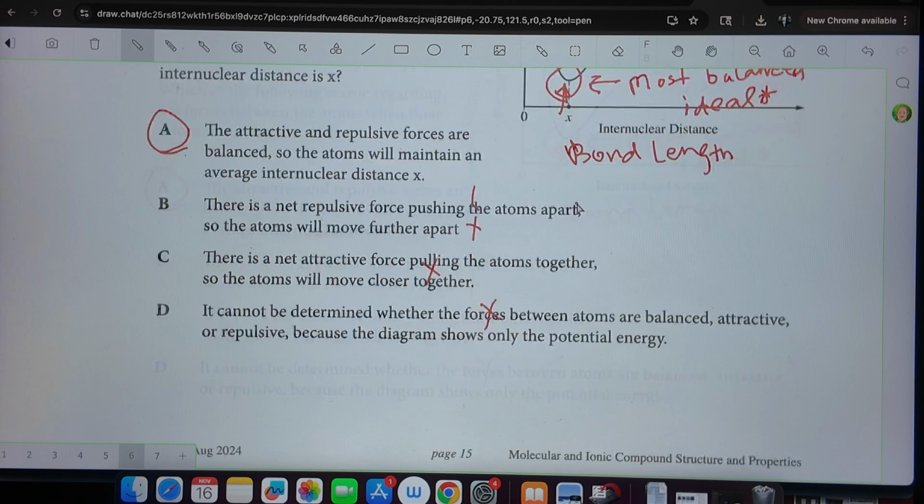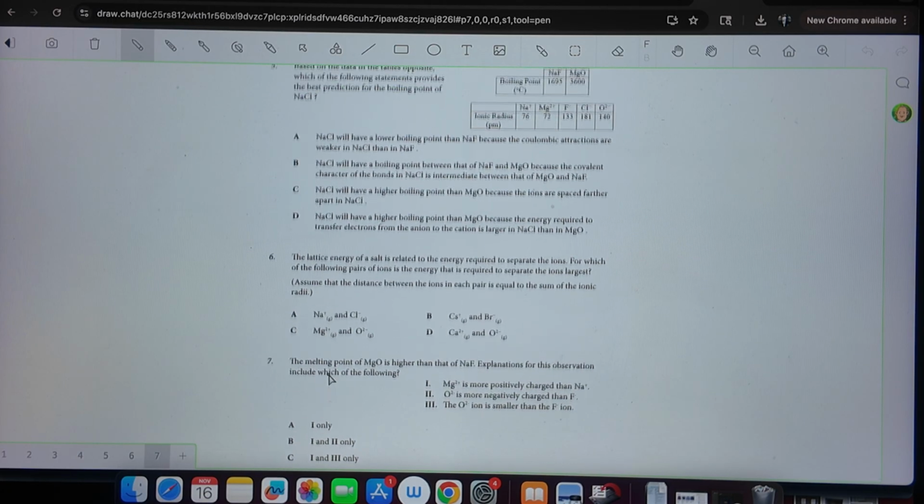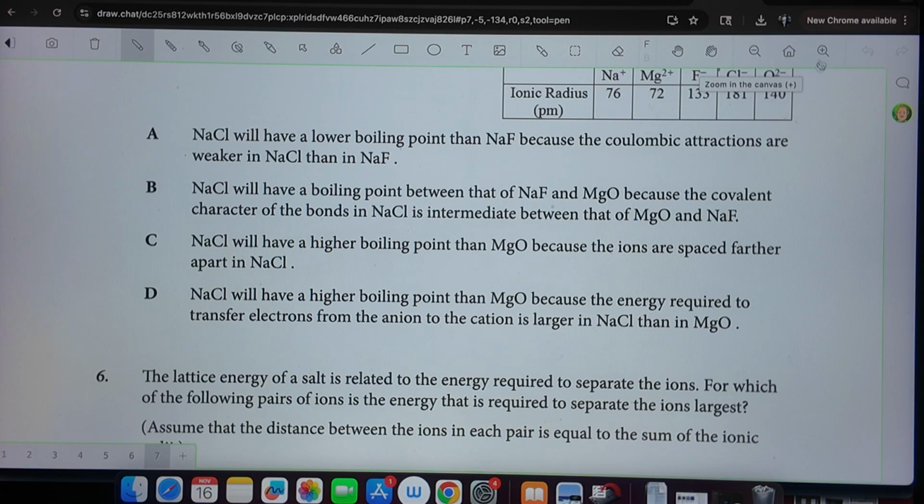Okay, next question. Oh, not so many questions in this chapter. Okay.